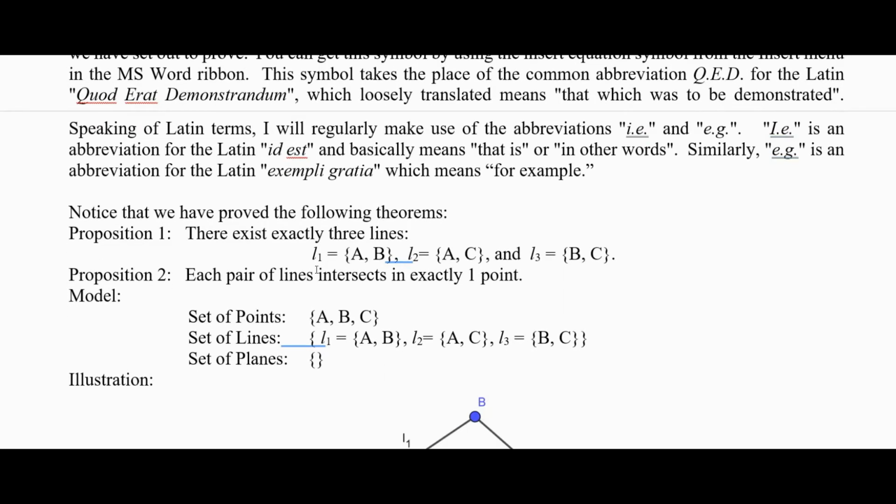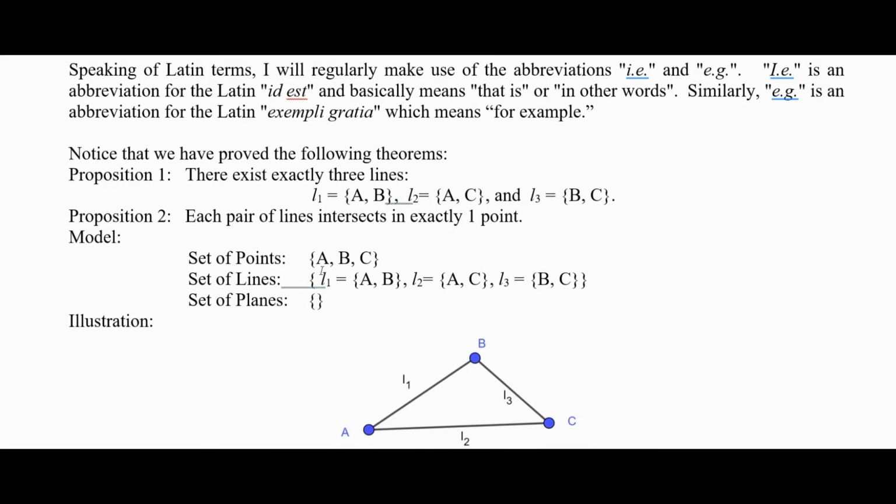And notice that in the process of what we've looked at, we have proved a couple of propositions, a couple of theorems. Proposition 1, there exist exactly 3 lines. And there they are. L1 is the line which is the set containing A and B, nothing more, nothing less. L2 is the set containing A and C, and L3 is the set containing B and C. And we've also proved proposition 2, each pair of lines intersects in exactly 1 point.